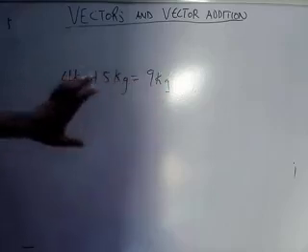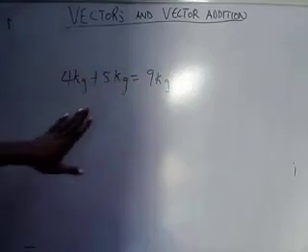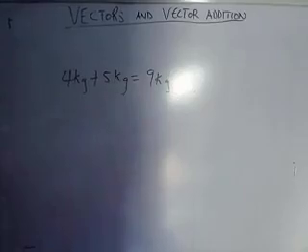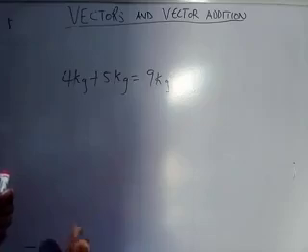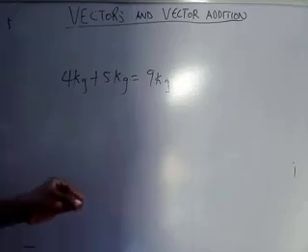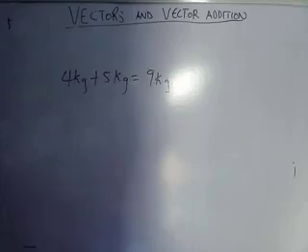Scalar quantities can easily be added. 4 kg plus 5 kg gives us 9 kg. 3 meter minus 2 meter gives us 1 meter. These are scalar quantities. But vector addition takes into consideration not only the magnitude, but the direction of the vectors matters. You get what I'm saying?